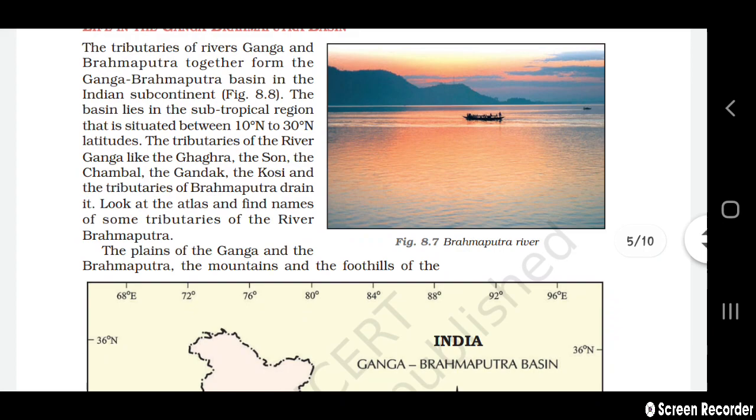The tributaries of the river Ganga are Ghagra, the Sun, the Chambal, the Gandak, and the Kosi. Some tributaries also drain into the Brahmaputra. Let us look at the atlas and find the names of some tributaries of the river Brahmaputra, and some of the plains of the Ganga and the Brahmaputra, the mountains, and the foothills.